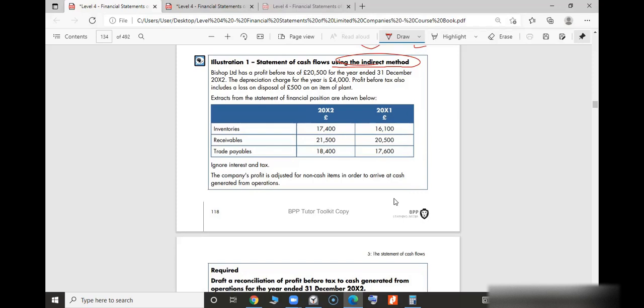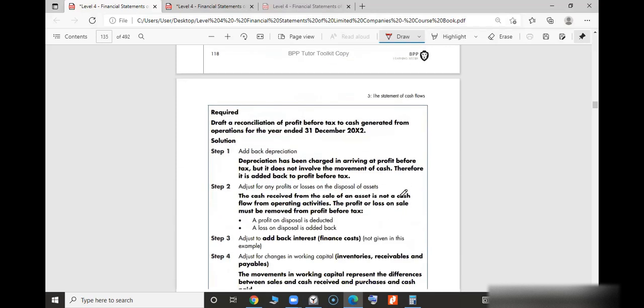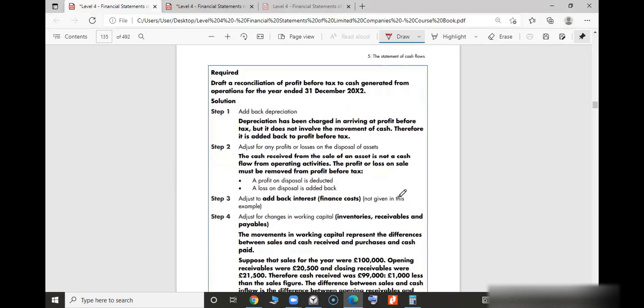Now, what our approach should be: ignore this time for the time being. 2011 is opening, 2012 is closing. I can see inventory, receivables, payables. I can take my decisions. Ignore the interest and tax for the time being. Requirement, big requirement. Even they are giving you some solution. Even draft the reconciliation of profit.